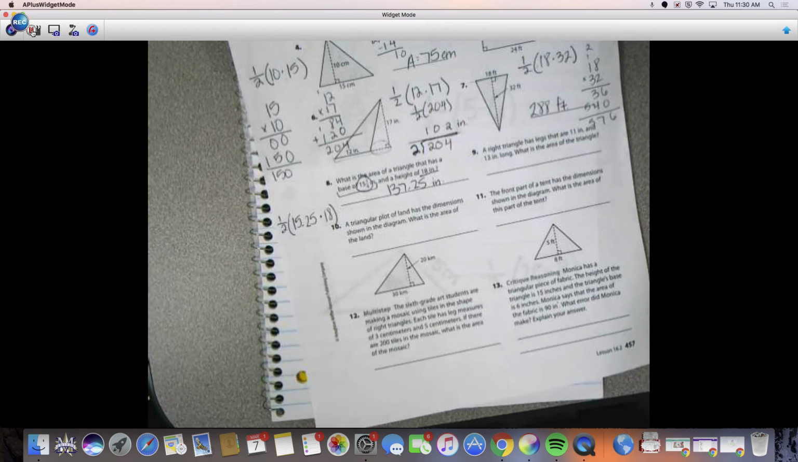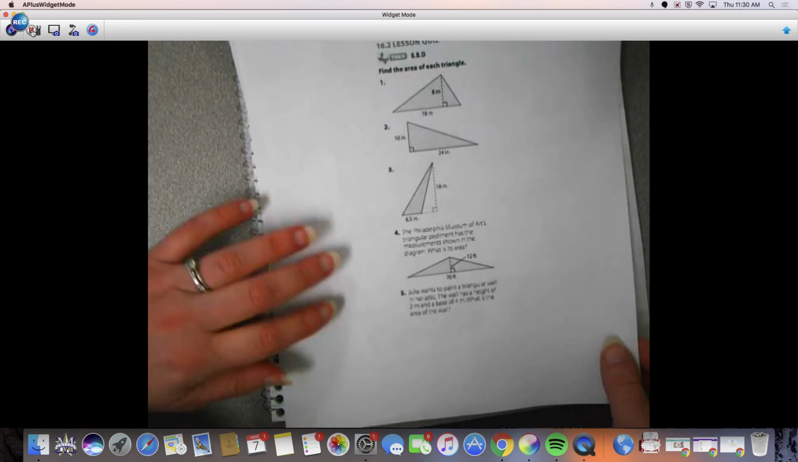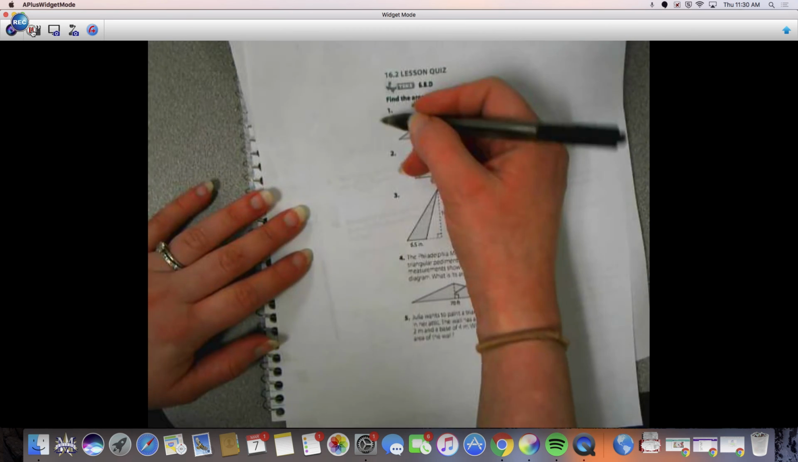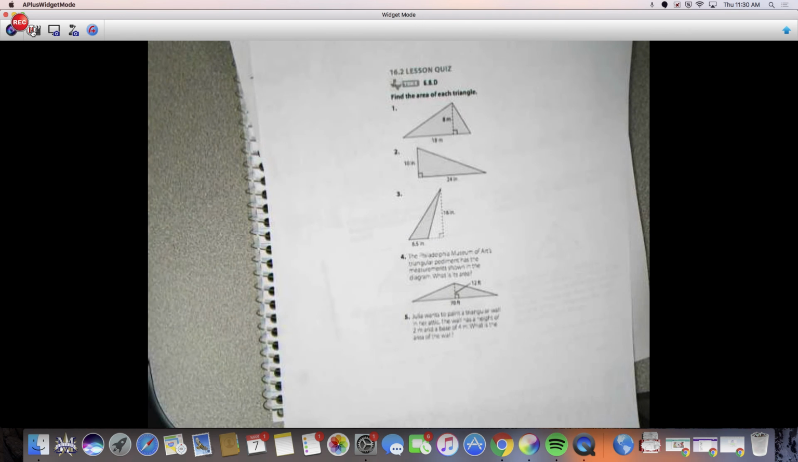All right. Your independent work for today is the backside of your paper. You have 5 questions that you're going to answer based on area.